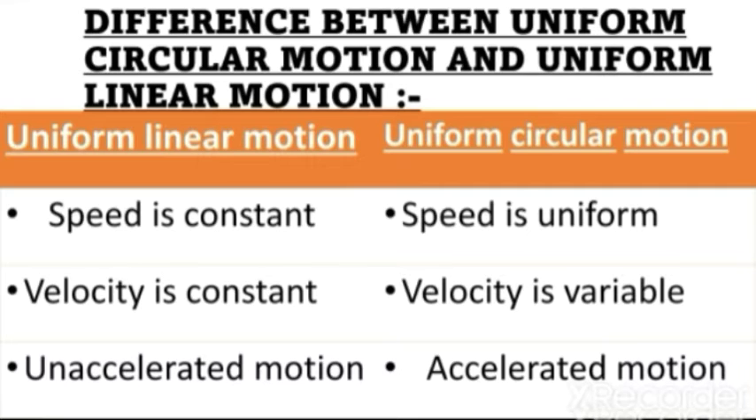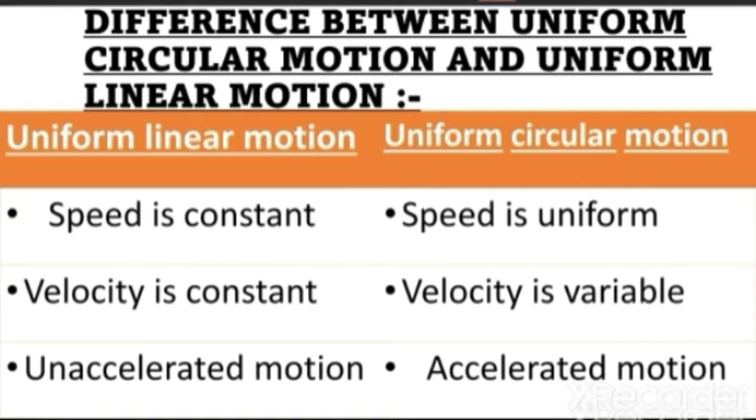Now, this is very important. Difference between uniform circular motion and uniform linear motion. This can be asked as a 3-mark question in a board paper or first assessment whenever you have this chapter. First assessment mostly and board. So, this question can be asked for 3 marks. First is uniform linear motion and second is uniform circular motion.